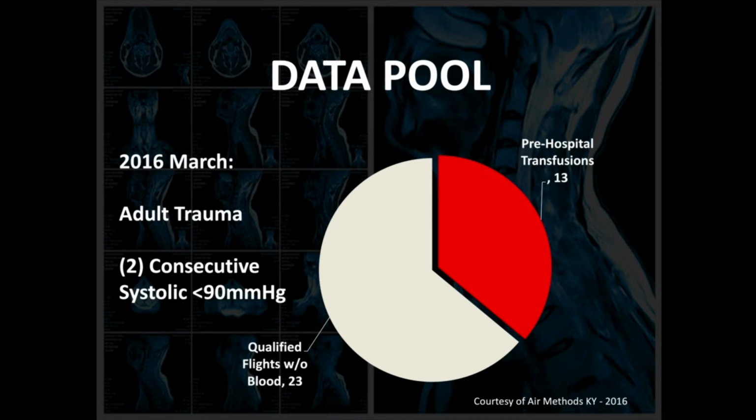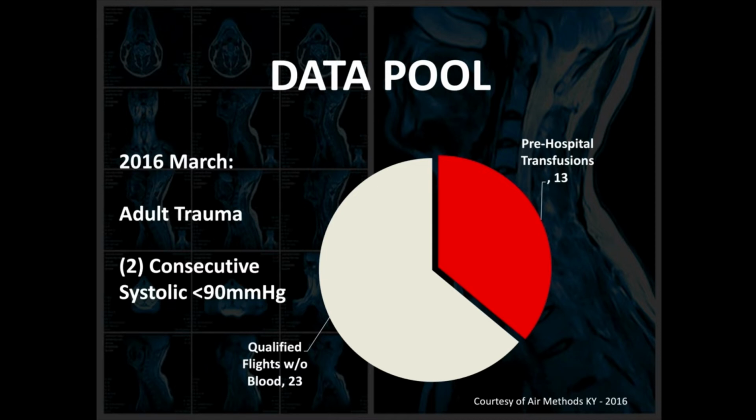But this was really our push to get blood on the helicopters in the Kentucky area, and really he led this charge. And so he partnered with the University of Kentucky to be able to look at these patients from transport all the way through their stay. This was in March of 2016, focusing on adult trauma patients. The flight crew had to have 2 consecutive blood pressures of 90 systolic or less.